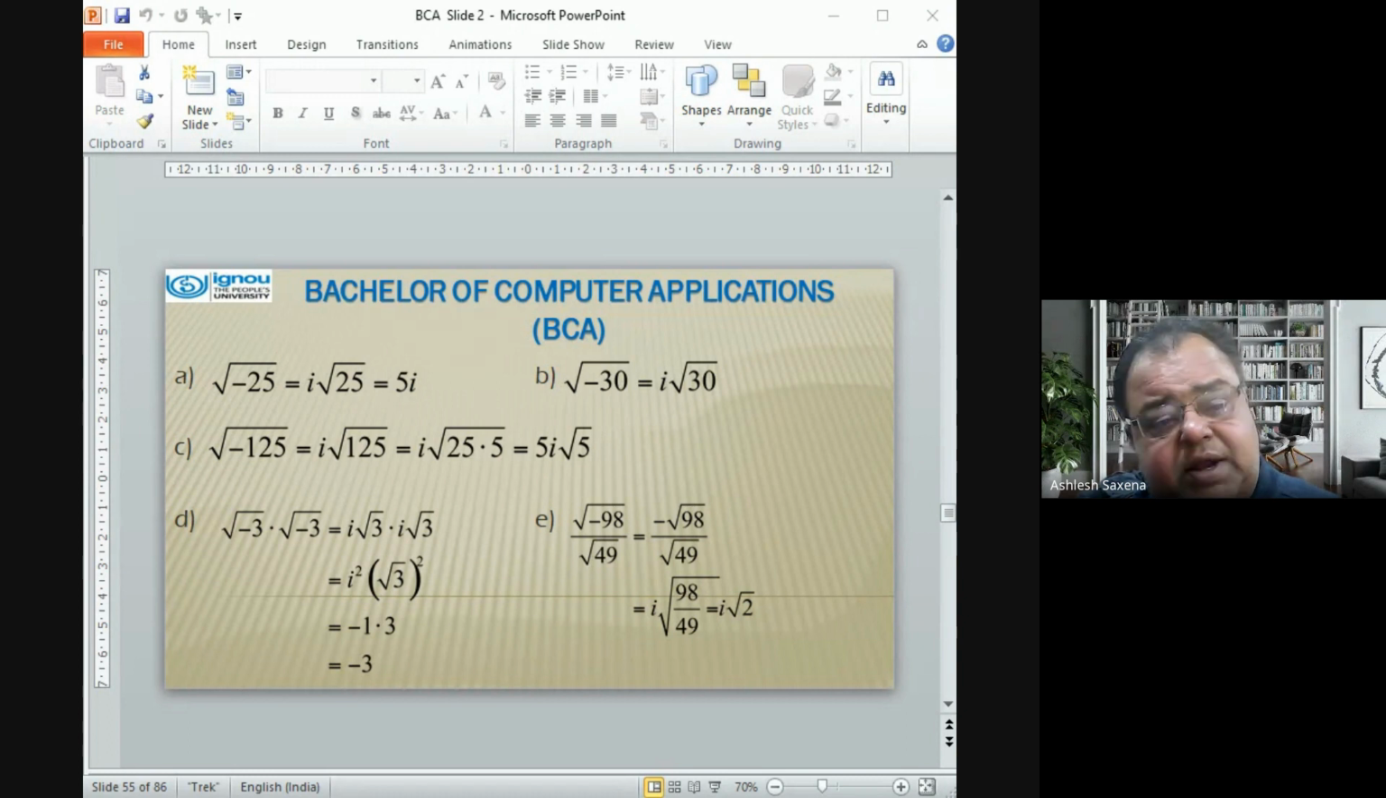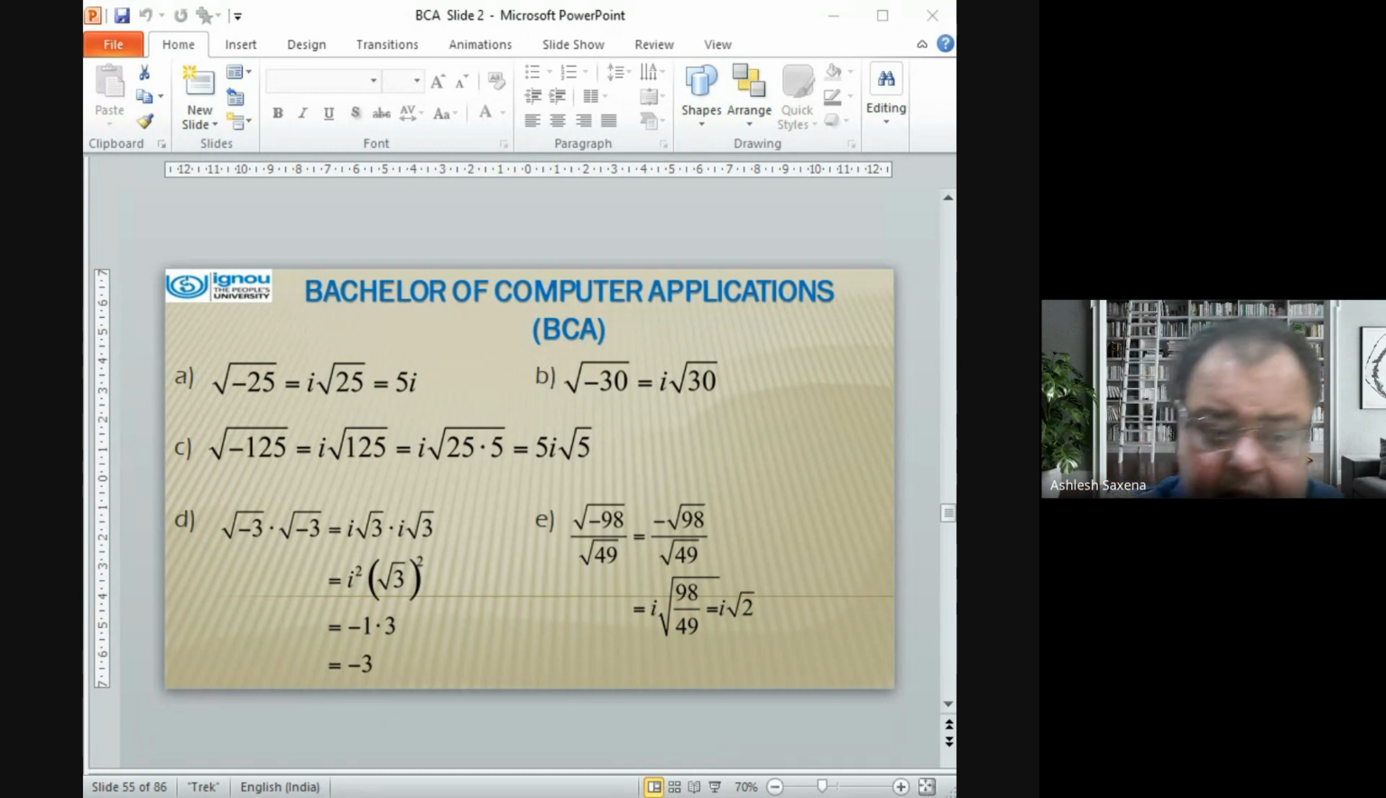Iota under root 30. If we talk about under root minus 125, so minus 1, if it is in under root, straight away write iota. You are now remaining with under root 125. 125 can be written as 25 into 5. 25 under root means 5. It will be reduced to 5 iota under root 5.